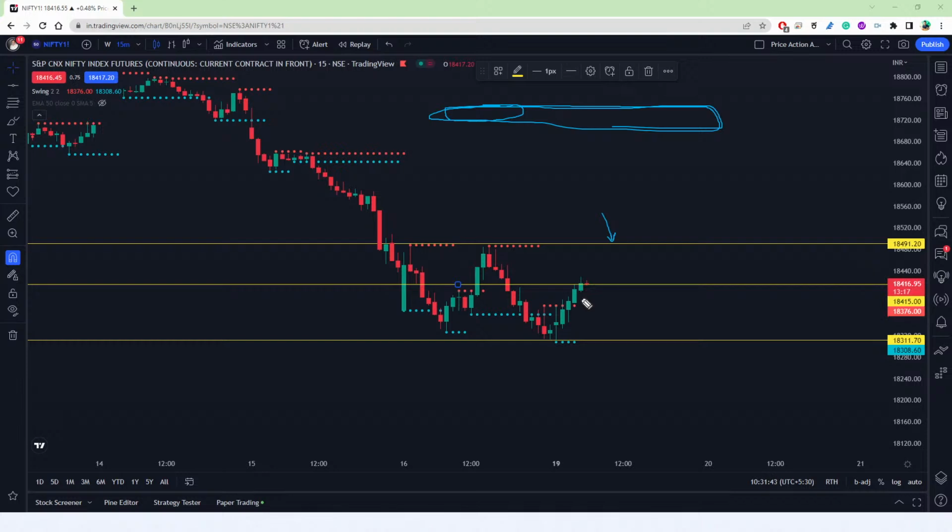All right, so I hope the information so far is clear. Let's look into Bank Nifty as well.